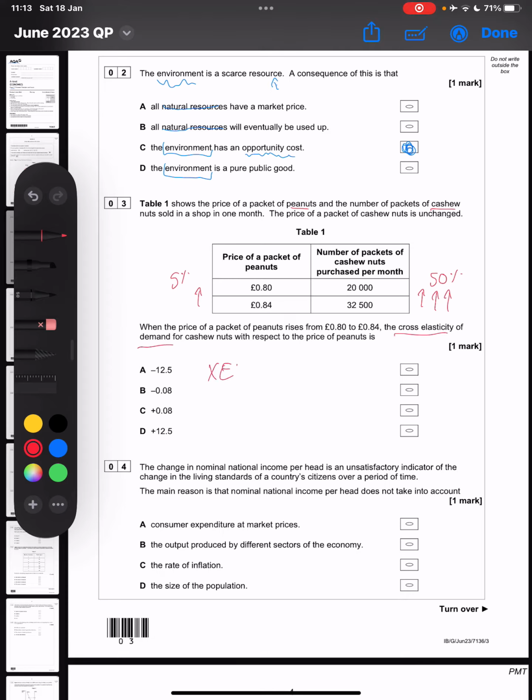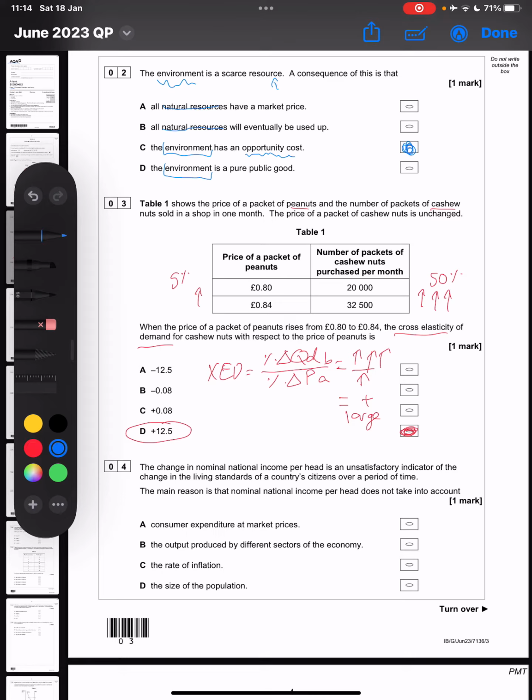So XED is the percentage change in quantity demanded of one good divided by the percentage change in the price of the other good. We learned that the peanuts are increasing in price a little bit and the demand is increasing by a larger percentage. Now this should create a positive number and it should be quite large because the top is larger than the bottom. So we are looking for something like that, and just as a sanity check, I think it makes sense. Cashew nuts and peanuts are both nuts, so they should be substitutes for one another, and substitutes have a positive XED. Okay, question 4.